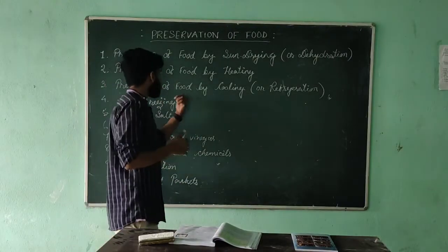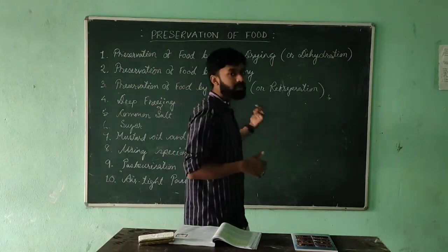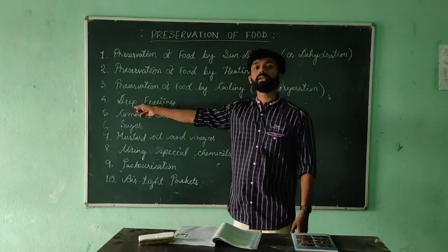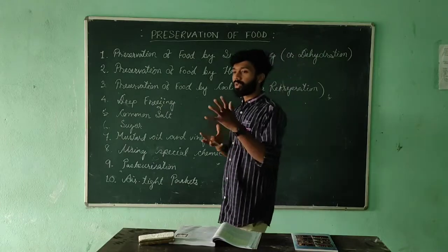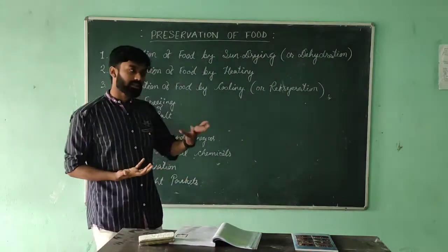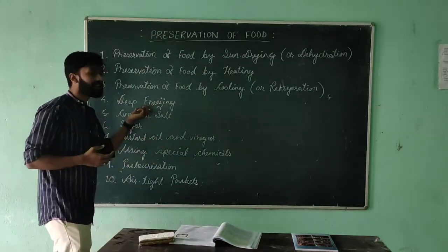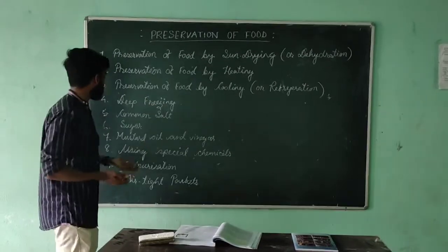Then deep freezing. Freezing we usually do with vegetable foods and all. Deep freezing is mostly done for meat, because meat is kept at a very low temperature, less than zero, negative temperatures, so that it will be long lasting. That we can use for long-term storage.